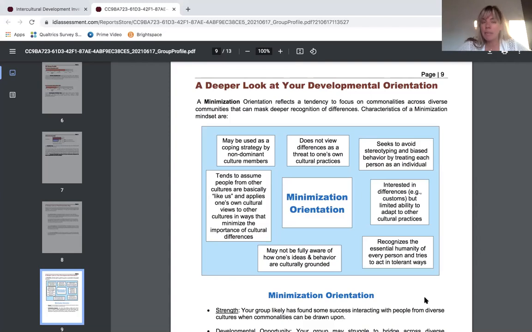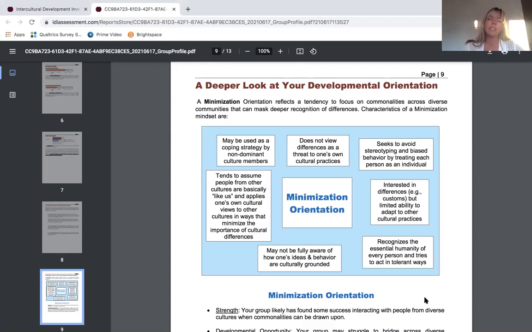And what's nice about minimization, again, is it avoids stereotyping. So it's like, we're all the same, we're all humans. We try to find the commonalities. We want to see ourselves the same. And we're interested in the difference, but we just can't really necessarily adapt to other cultural practices right now.